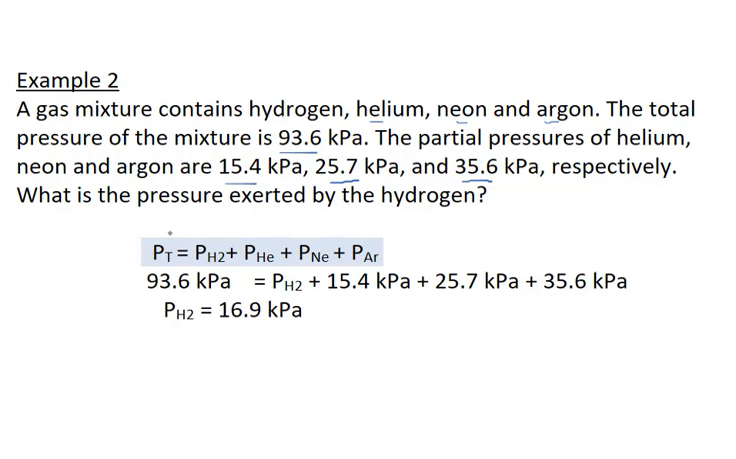So again, Dalton's law applies here. The sum of the individual partial pressures is going to equal the total pressure. And so we simply need to sub in all of the values we've been given and solve for the partial pressure of hydrogen. And in this case, it's 16.9 kilopascals.